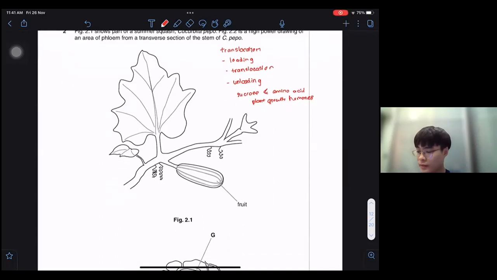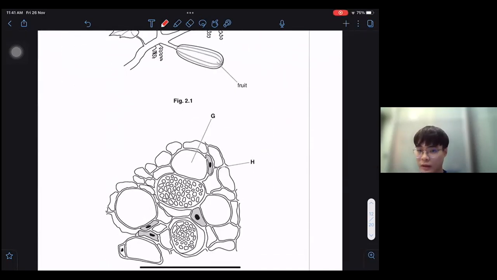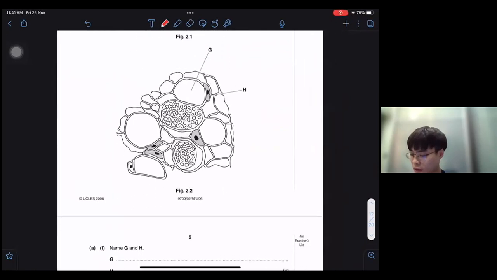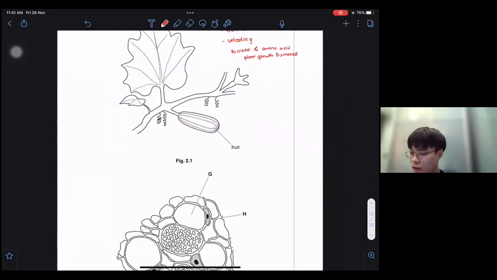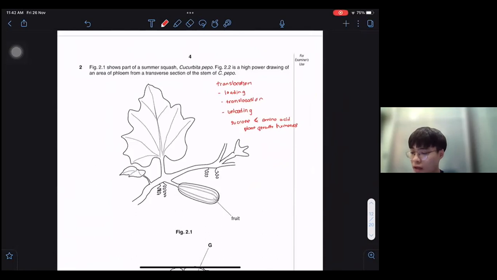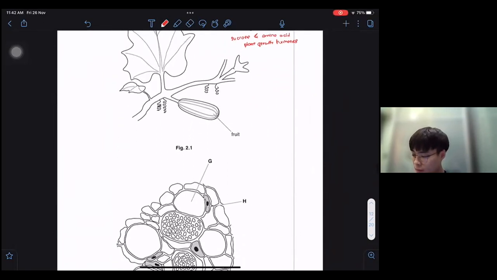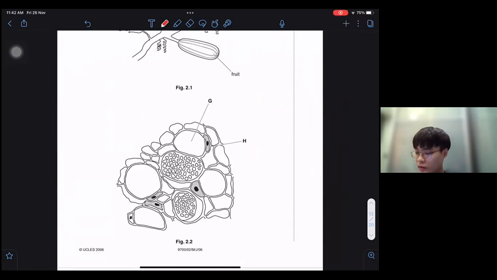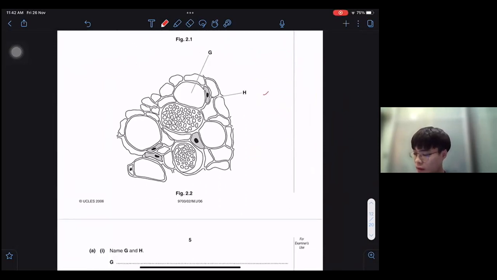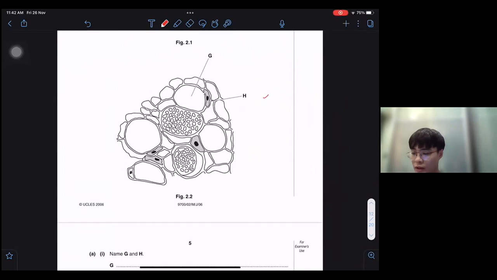For the first step, before that, I will go through another question first. Name G and H. Figure 2.1 shows part of a summer squash, Cucurbita pepo. Figure 2.2 is a high-power drawing of an area of phloem from a transverse section of the stem of Cucurbita pepo. So name G and H. Do you want to try for G and H? You can just type in the chat.